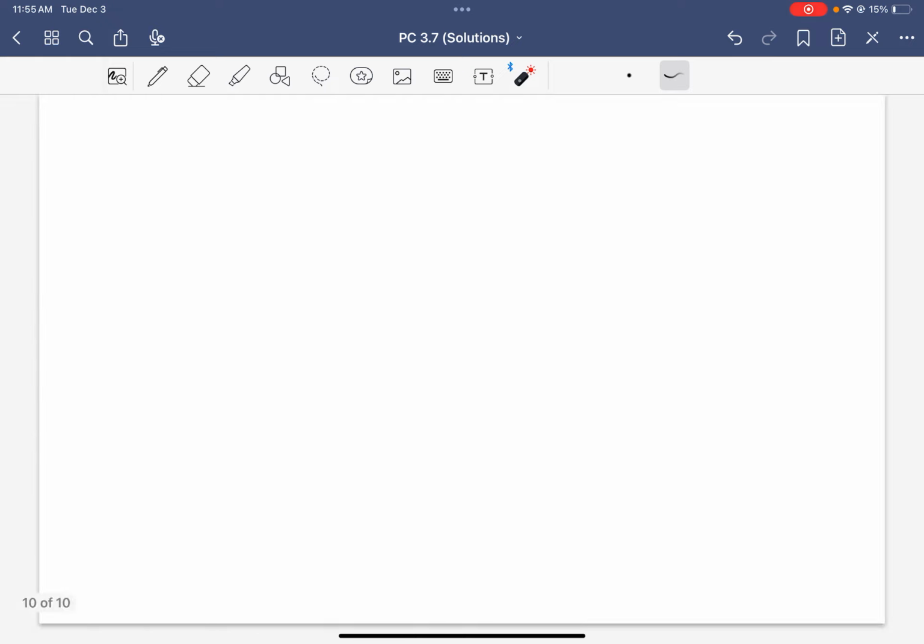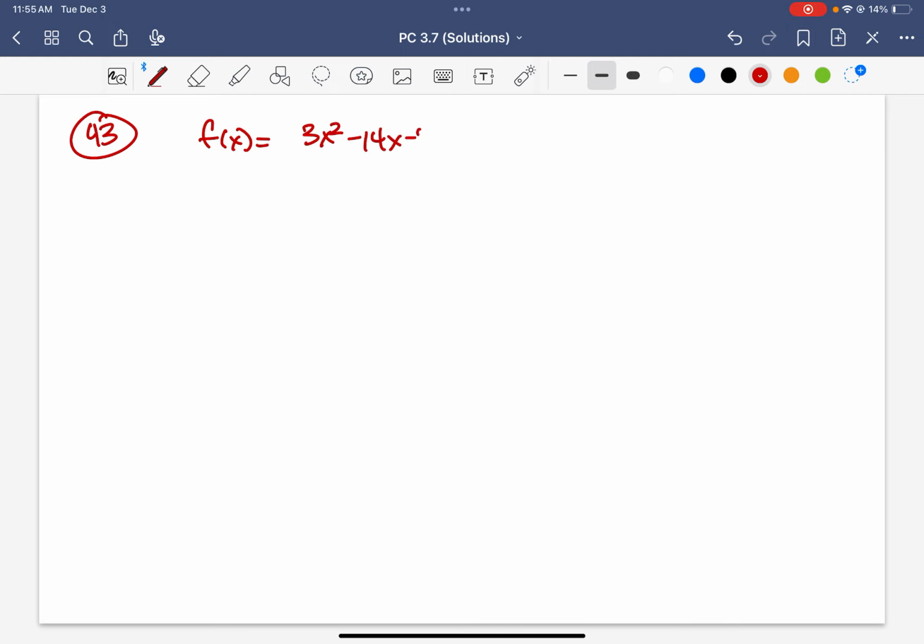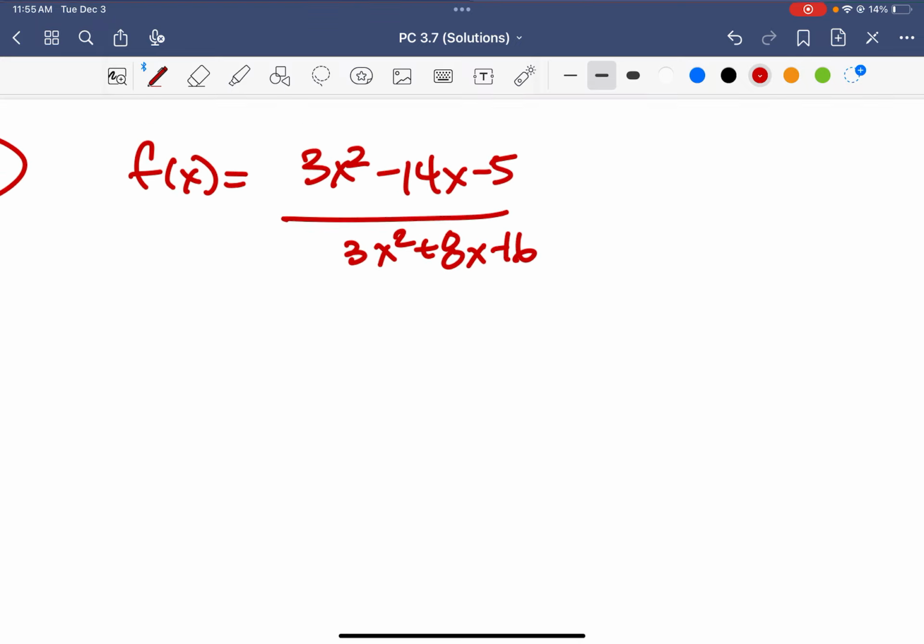That's 41. 43. 43 is f of x is equal to something over something. This is 43. Okay, so it looks like this, right?